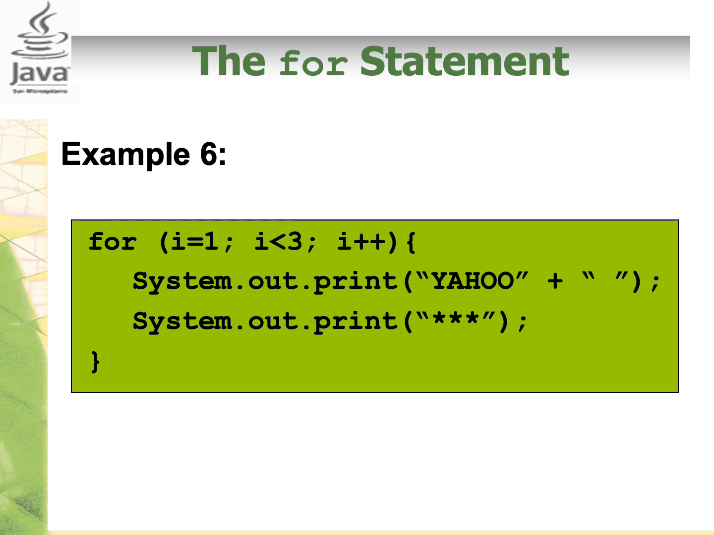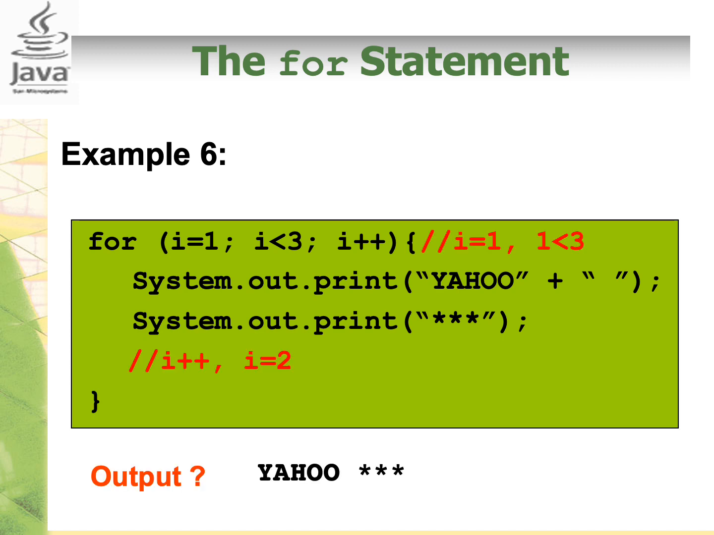Let's look at another example. Here we have 2 statements within the for loop, so we need to use the braces. We have i equal to 1, the condition is i less than 3, then we will increment it by 1, so we have i++. Let's go through it step by step again. As i is equal to 1, 1 is less than 3, so that is true. It will execute both of the statements. It will display Yahoo, a space, then on the same line, 3 stars. i is then incremented by 1, so i becomes 2.